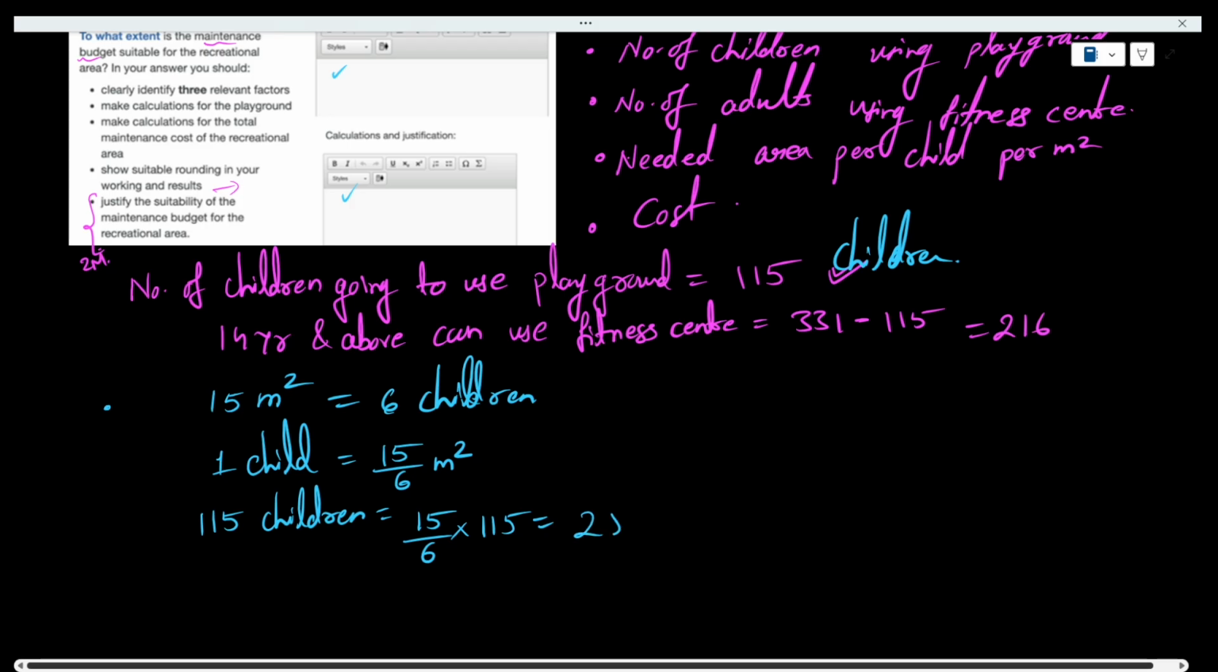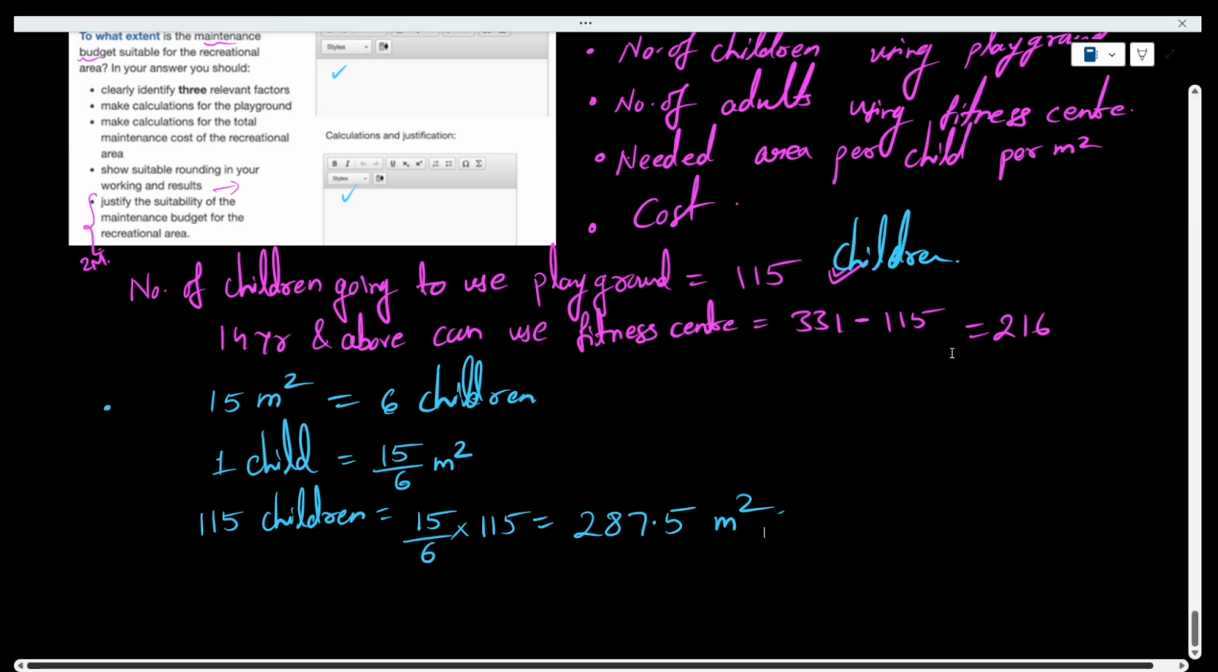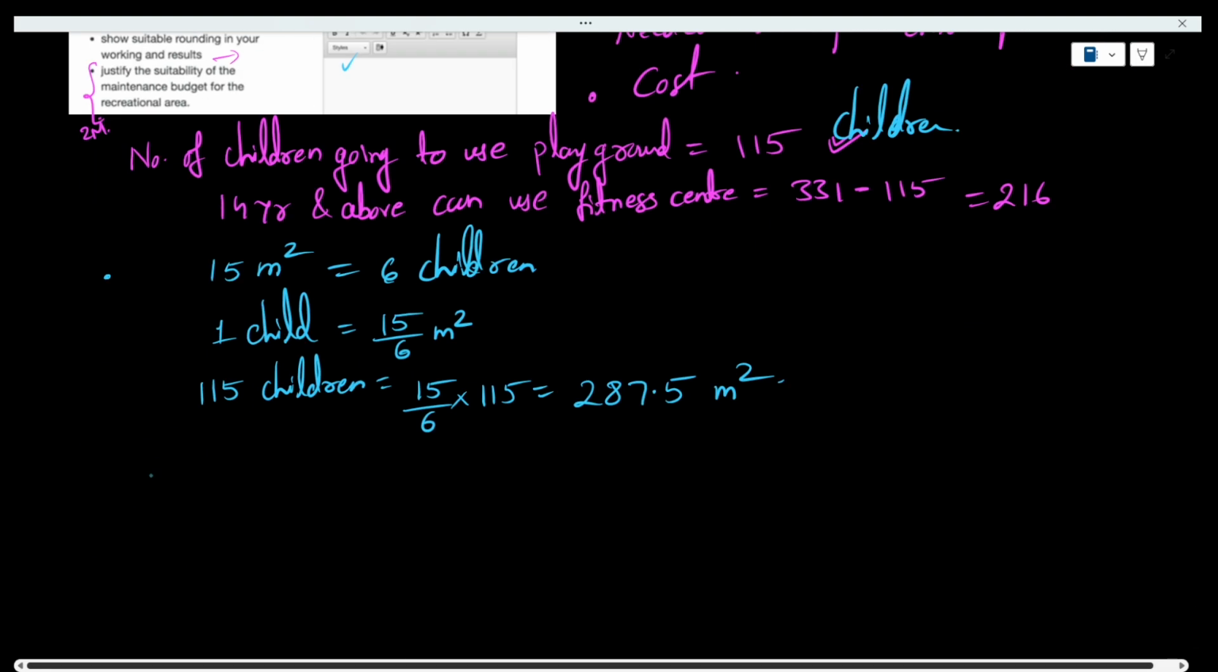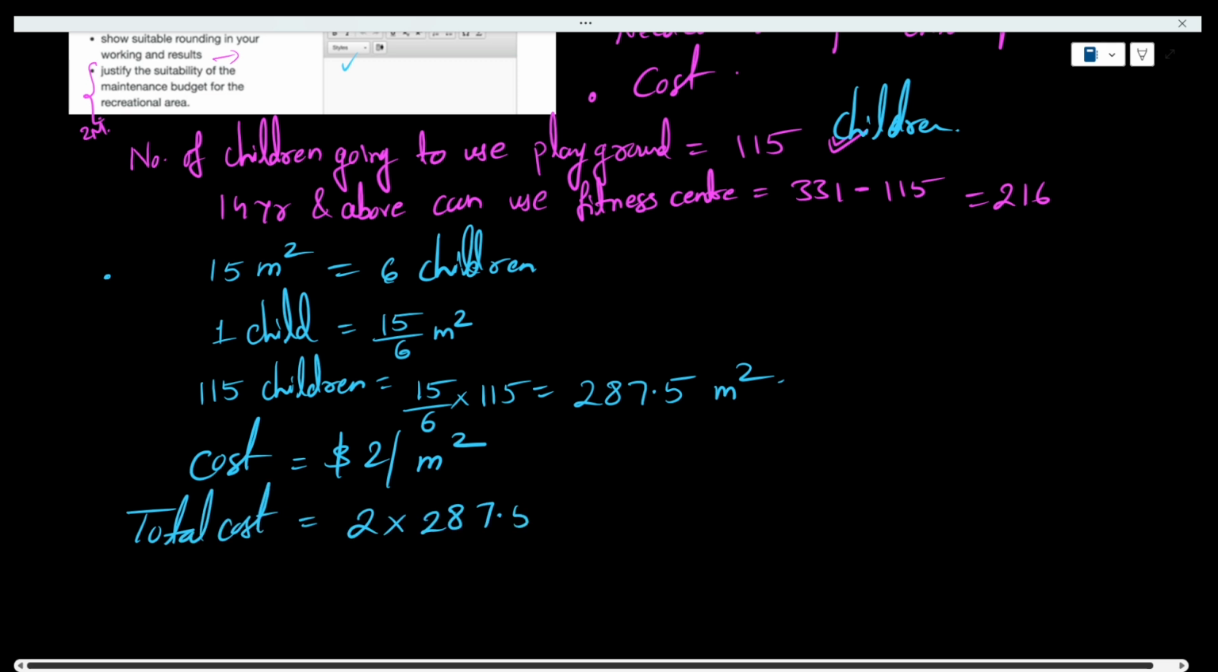Then you are going to get 287.5 square meter area. Now this much area is needed for 115 children, but here it's written $2 per square meter. So cost is $2 per square meter. So the total cost that will go for the maintenance will be 2 into 287.5. Now it is coming as 575, which is going to be approximately $600.